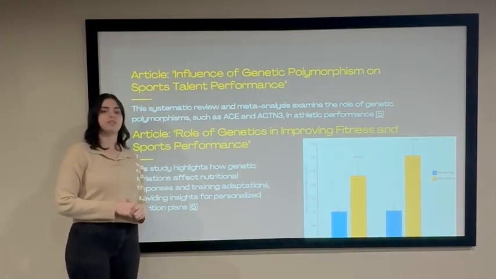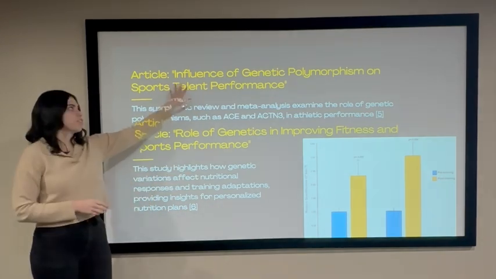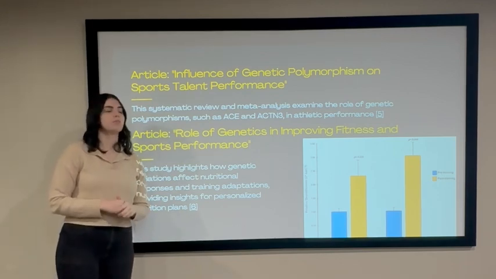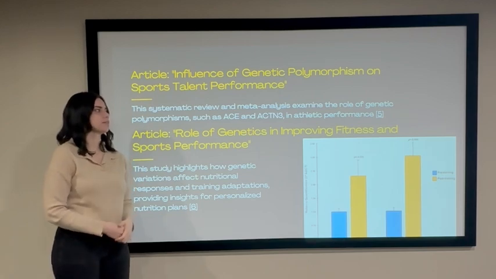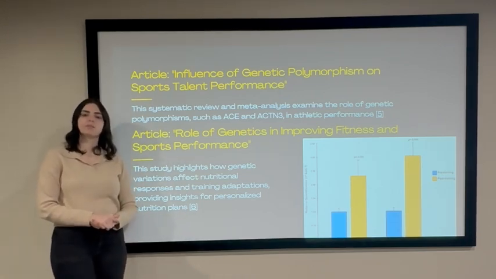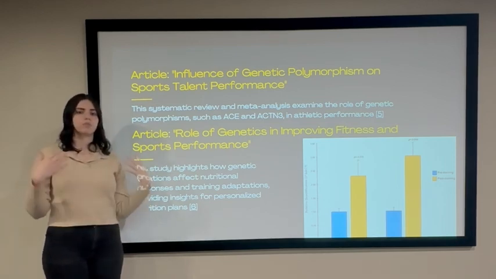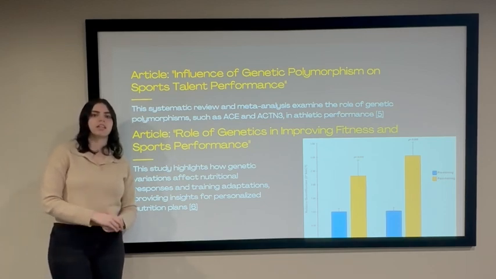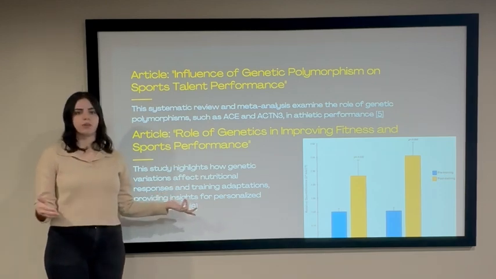Okay, another big field of research is going to be genetics. Both of these articles approach that. This article is titled Influence of Genetic Polymorphism on Sports Talent Performance. So this systematic review and meta-analysis examines the role of genetic polymorphisms. As I talked about earlier, our genetics do play a role in our affinity for different performance abilities, but recently we've been looking a lot at genetics and exactly what role they play, and then if those genetics are able to be influenced or changed.